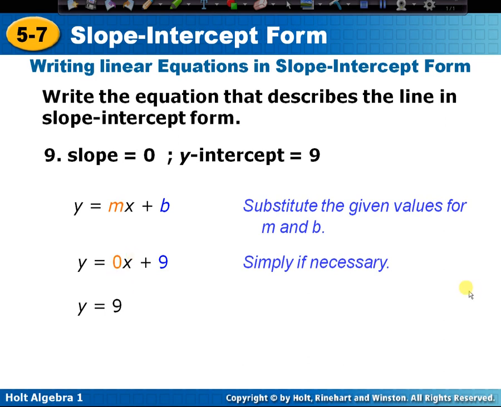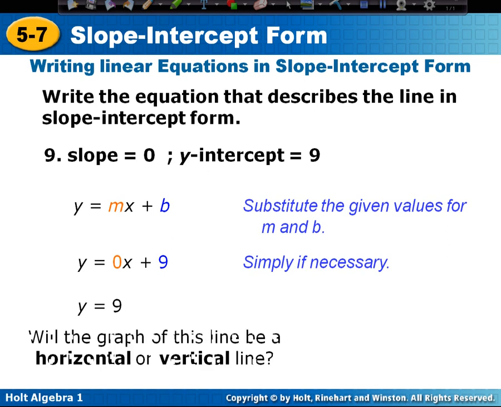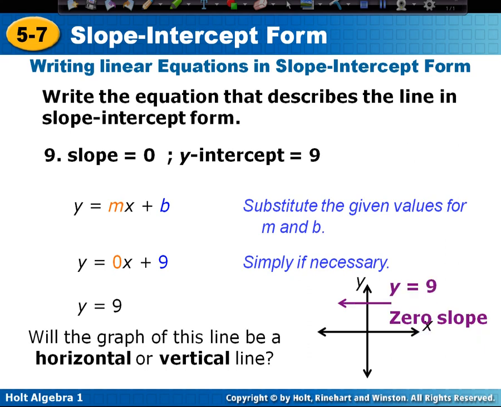Make sure that you have y equals 9 down, and just in case you're wondering what that looks like on a graph, think for a moment if it's going to be horizontal or vertical. It has a 0 slope, and we've talked about 0 slope, so that's what this graph would look like. It would be a horizontal line with a 0 slope, y equals 9.